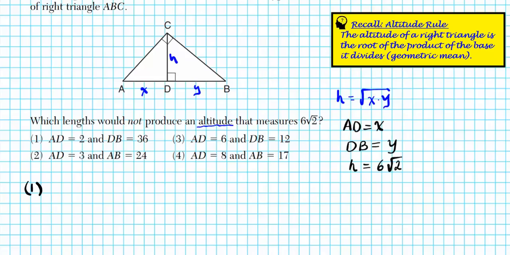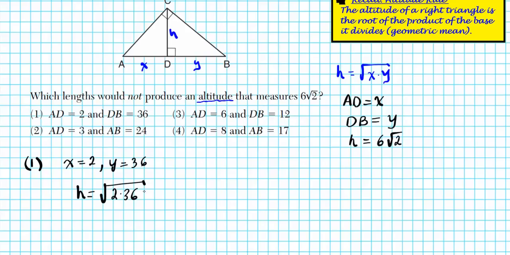Let's start with option number 1. AD is 2, so X is 2. DB is 36, so Y equals 36. So H is the square root of the product of these two segments, 2 times 36. The question is, if I simplify this, do I end up with 6 root 2? Let's break this down. If you multiply together, you end up with the square root of 72. Then you break it down to see if you get 6 root 2. If you look at root 2 times root 36, you can clearly see that you can take the root of 36, and then you get 6 root 2.